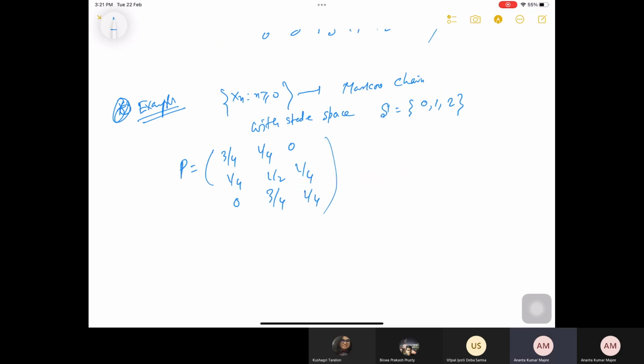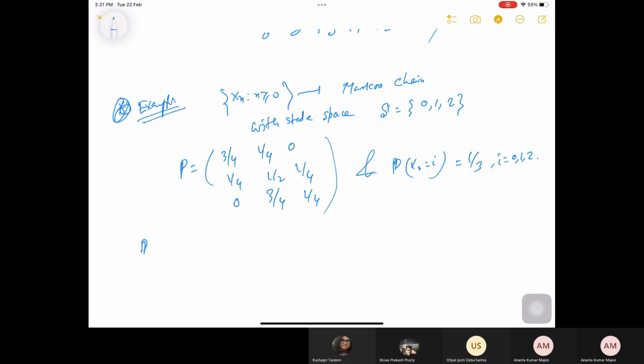I need an initial condition, an initial distribution. So I'm giving the initial distribution as uniform, in the sense that the probability of X0 equal to i is 1/3, for i equal to 0, 1, and 2. It is given to you. So then I can find out whatever I want.